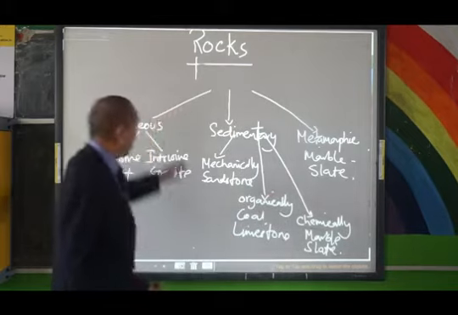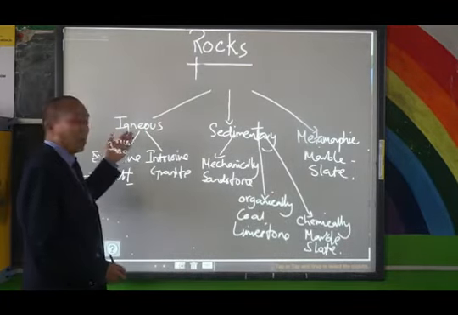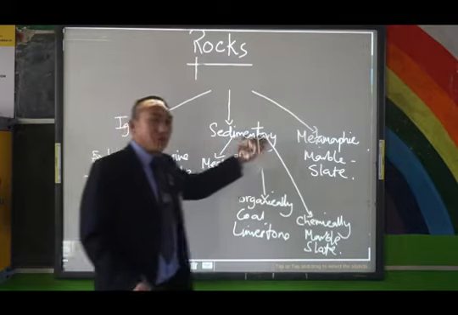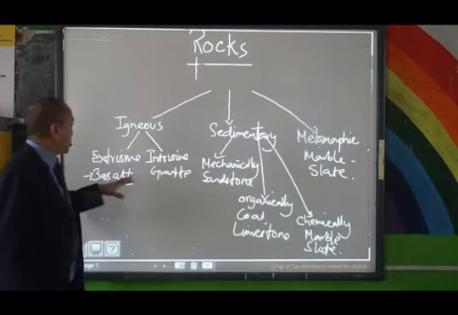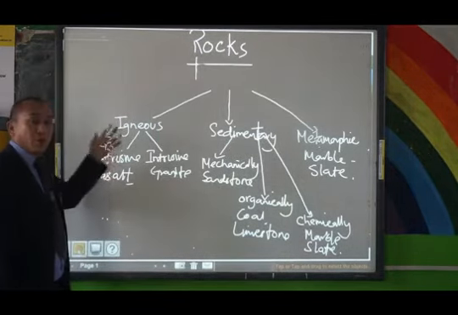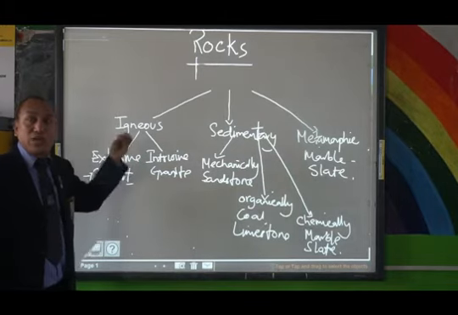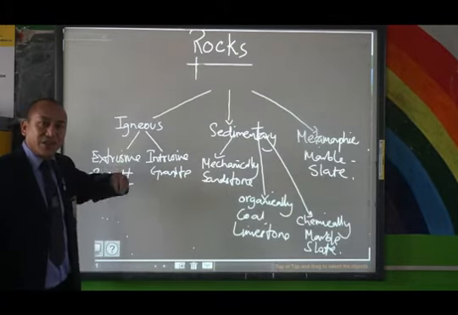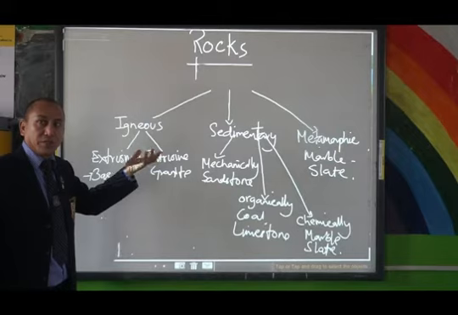Minerals also are very important. Then I told you different types of rocks: igneous rocks, sedimentary rocks and metamorphic rocks. What is an igneous rock? Igneous rock is a rock which has been formed when the molten magma or lava cools down, either inside the earth's surface or on the surface of the earth.